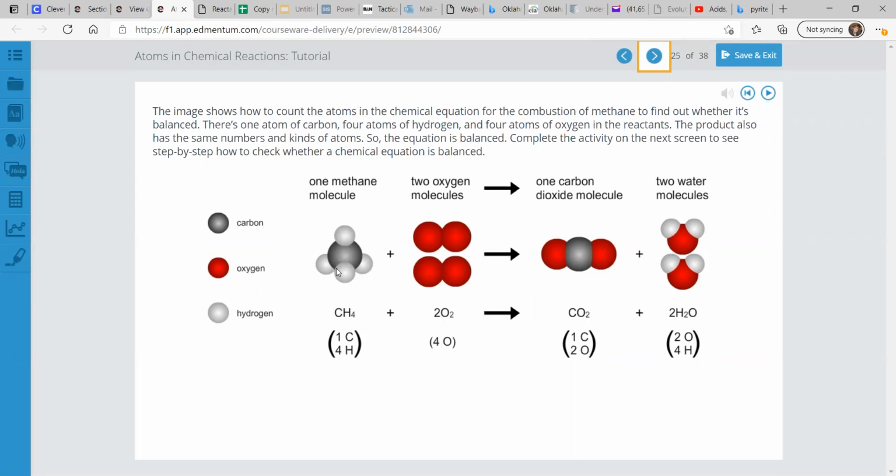Here's 1 methane molecule. You have 4 hydrogen and 1 carbon. And you have 2 oxygen molecules, which come in pairs because of O2. And that reacts, and the products we get are 1 carbon dioxide molecule. So we have a CO2 with 1 carbon and 2 oxygen. And then you have 2 water molecules. So 2 oxygen and 4 hydrogen atoms.